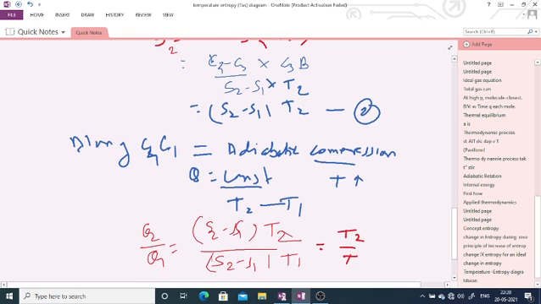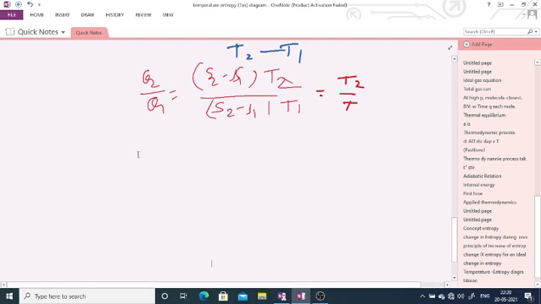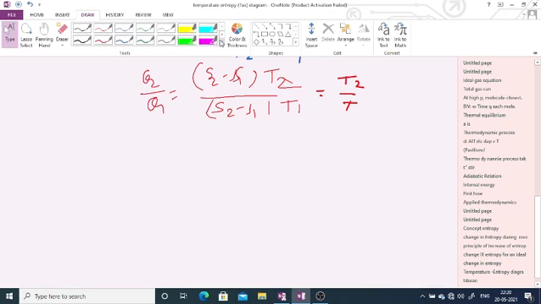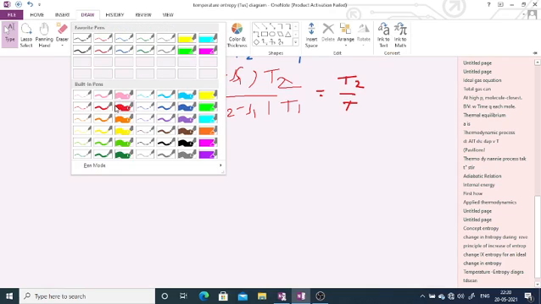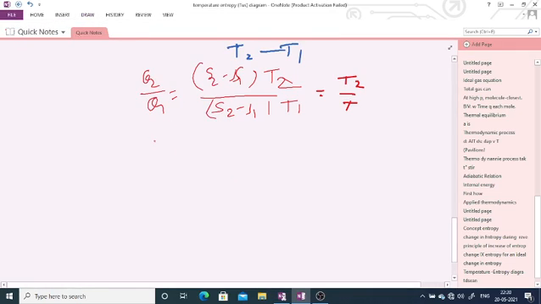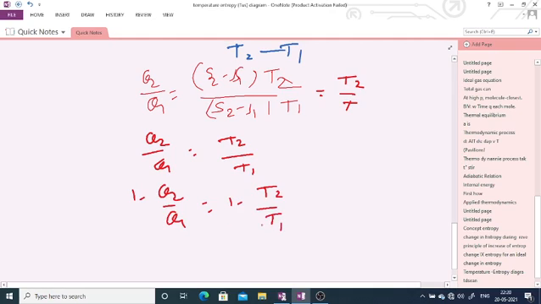So we got Q2 upon Q1 is equal to T2 upon T1. Now by rearranging the terms, we get 1 minus Q2 upon Q1, that is 1 minus T2 upon T1, and this is known as the efficiency of the Carnot heat engine.